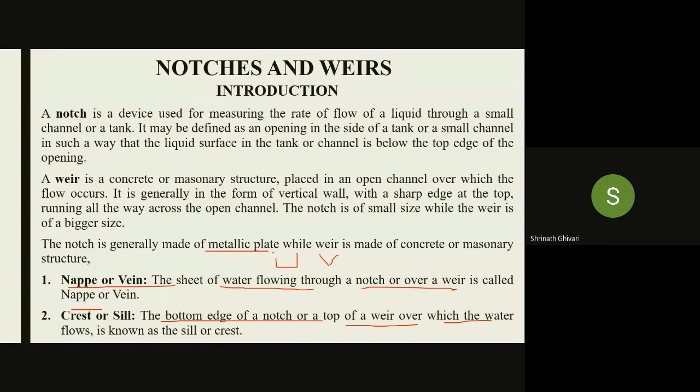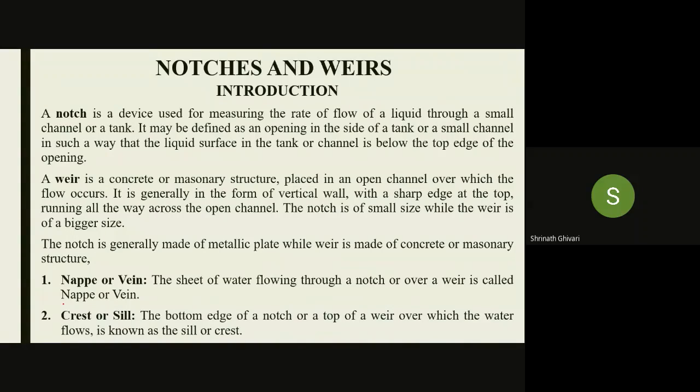So when the water will be flowing from this duct, imagine that it is like this. The water will be coming through this channel. This is the complete channel, and we are placing a notch in that. The water will be coming from this. This part is known as nappe, and this part is known as crest. Nappe, or we can say vein. Same way we can see here.